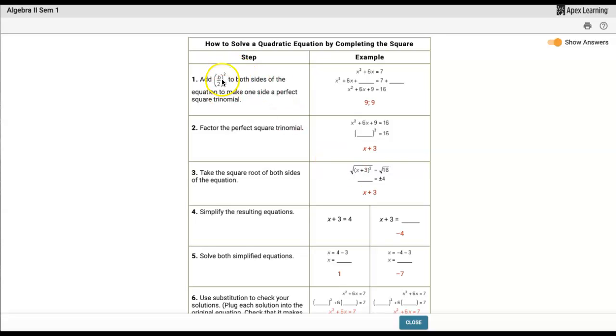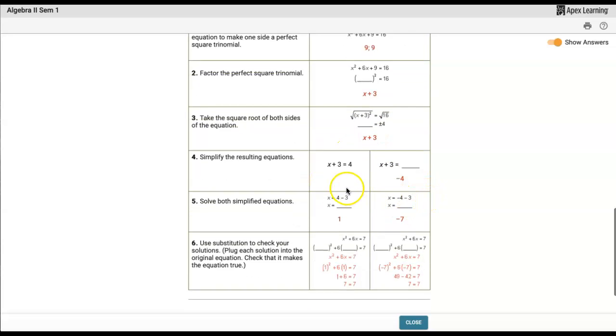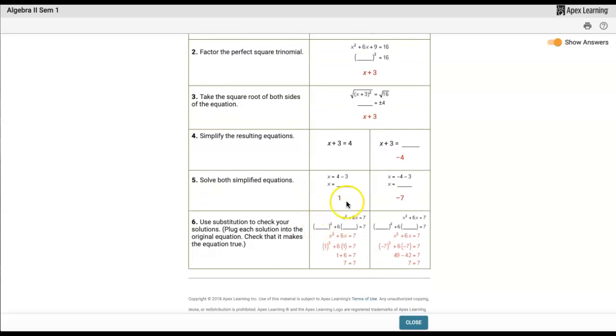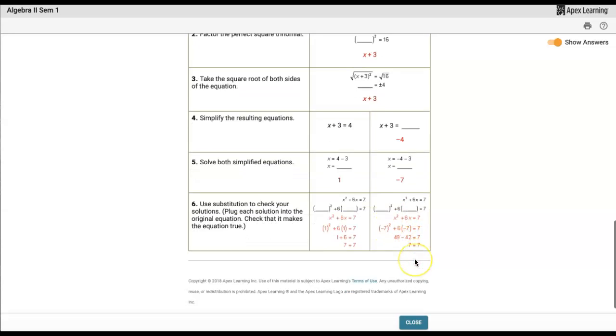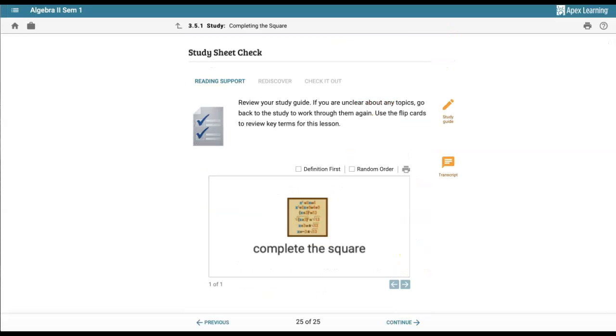You add b over 2 squared to both sides. We factor the perfect square trinomial. We take the square roots of both sides. You have a positive version and a negative version, and then you solve for both equations. Then you use substitution to check to make sure your solutions are correct. So I plug 1 into the equation, solve, and make sure that 7 equals 7. Same thing here. I'm going to plug in -7, and I have to make sure that at the end I've got 7 equals 7. That's the entire study guide here for 3.5.